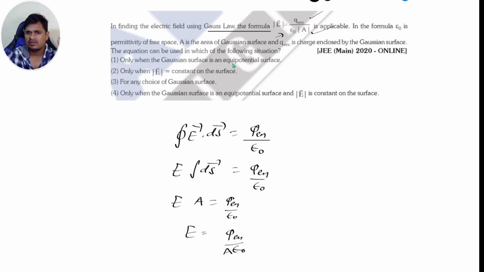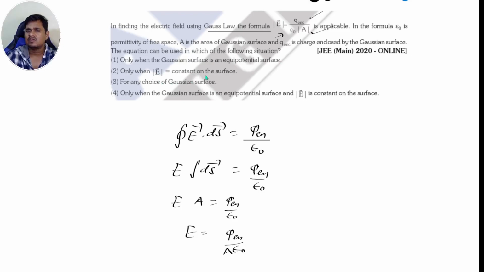So, only when the Gaussian surface is an equipotential surface: if the Gaussian surface is equipotential, the electric field is perpendicular to it. But this statement is not giving us any clue regarding the uniformity of the electric field, whether the electric field is uniform or non-uniform. So this option is not correct.